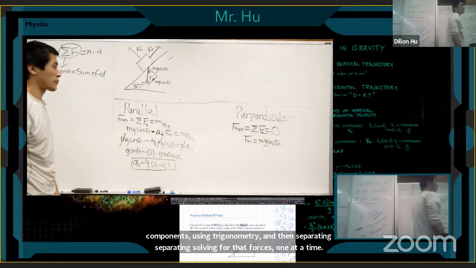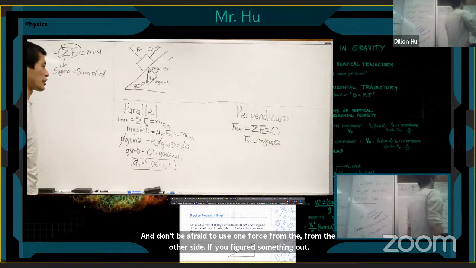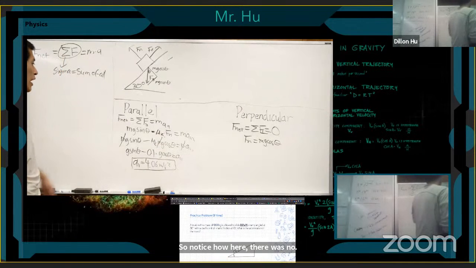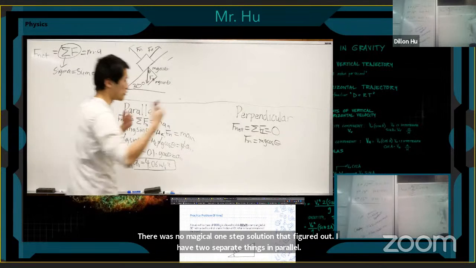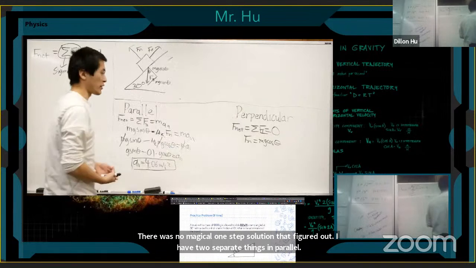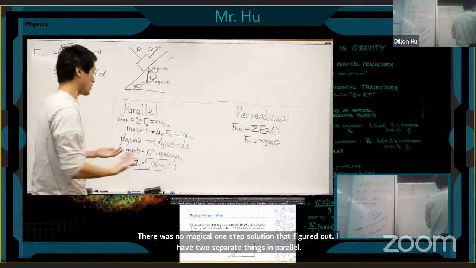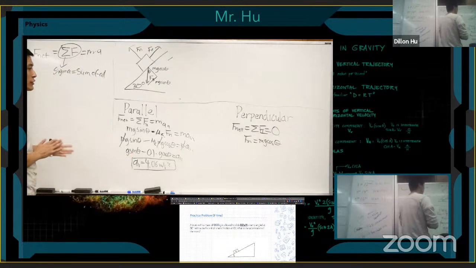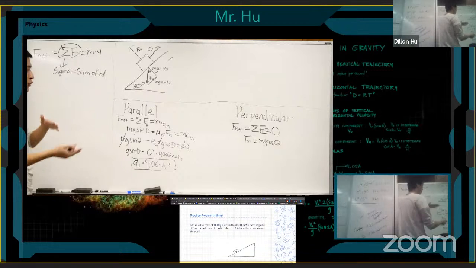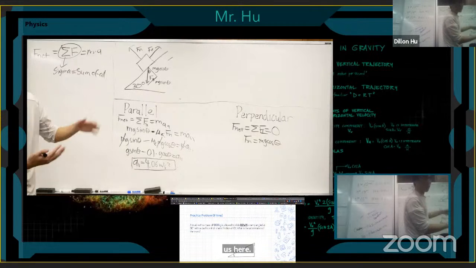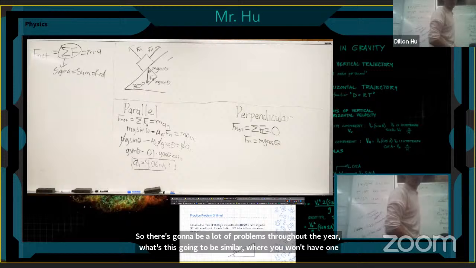There's going to be a lot of problems throughout the year where it's going to be something similar, where you won't have one magical solution. You have to use one from the other. Sometimes, right, in this problem, we have two. Sometimes you may have three. Who knows, right? Sometimes you can only go so far with one step, and you have to use the results from that step in another step.